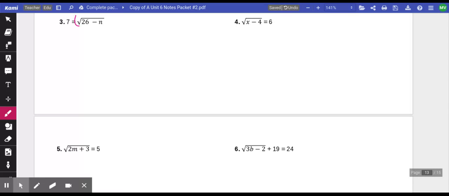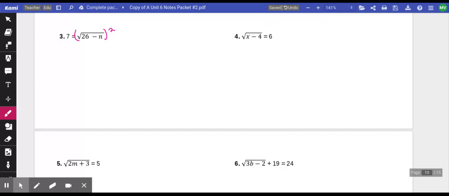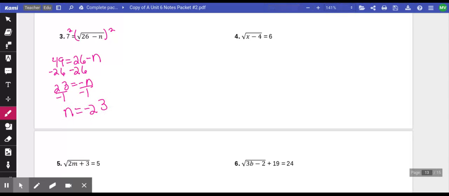Again, what I do first is square both sides, because I already have the radical isolated, since it was by itself. So I get 49 equals 26 minus n. I then subtract 26, so that's 23 equals negative n. Divide both sides by negative 1, and n equals negative 23. Number 4, I need to get rid of the square root, so I square both sides since it's already isolated. So I have x minus 4 equals 36. I add 4 to both sides, and x equals 40.